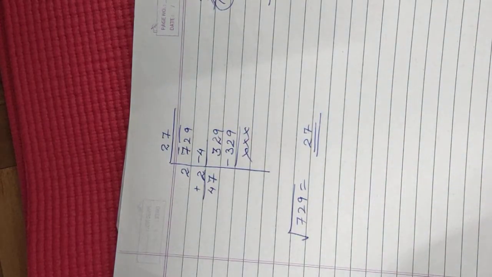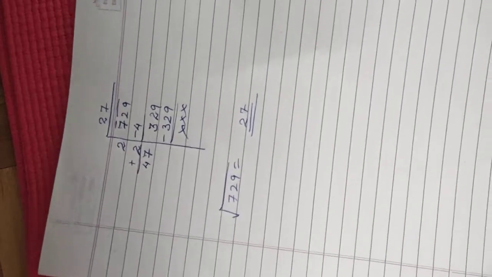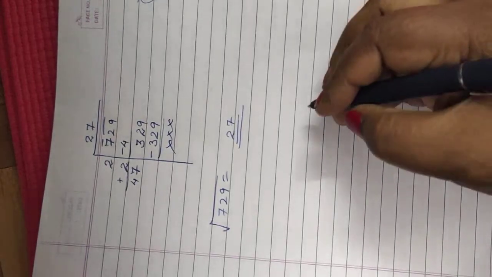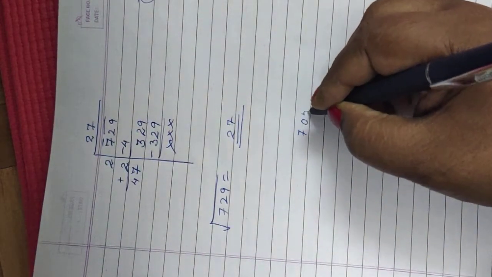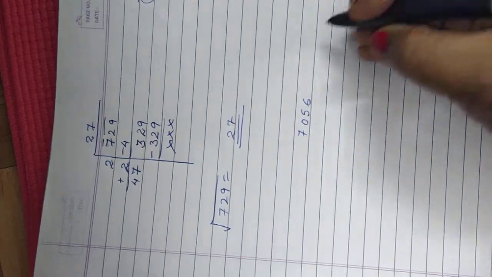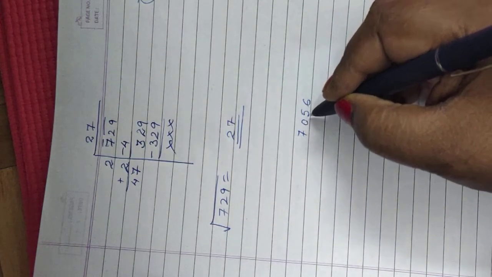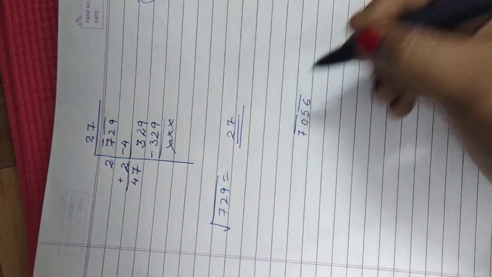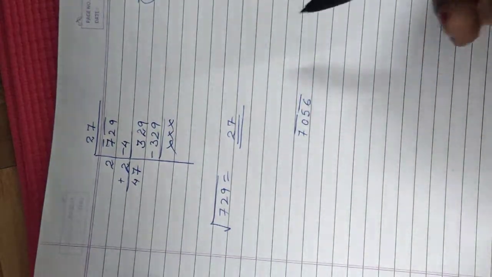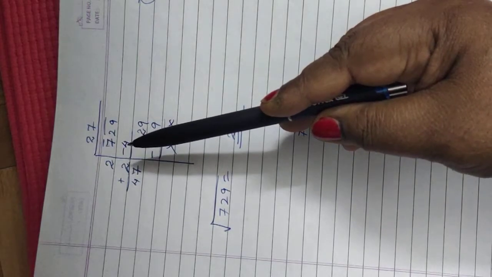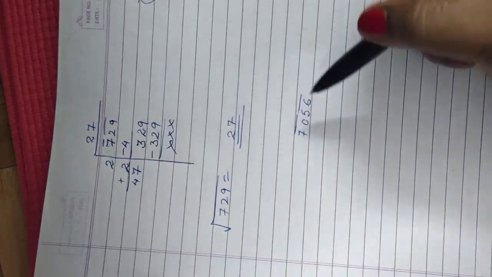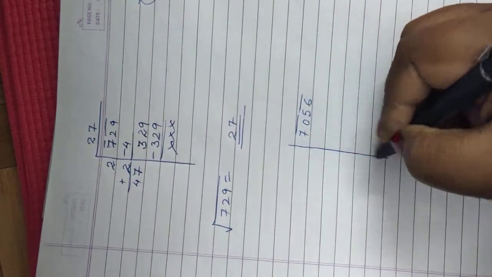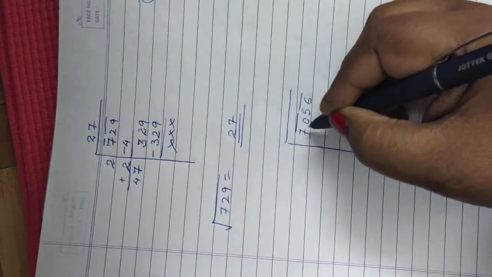Now let us do another question. This was a question I have solved for a 3-digit number. Now if it is a 4-digit number, suppose it is 7056. Again I will be pairing the digits from the right side. So I have 56 and 70. In the previous question you saw that one number was left unpaired, but then also we will be solving it. Now we will see 70.